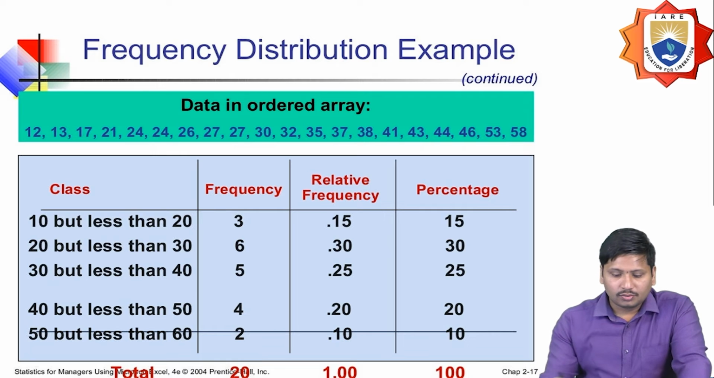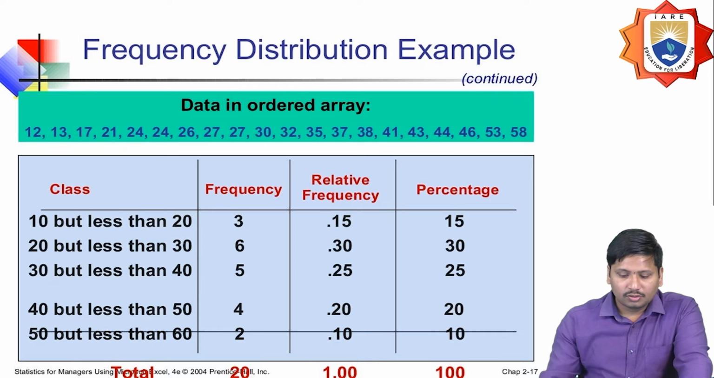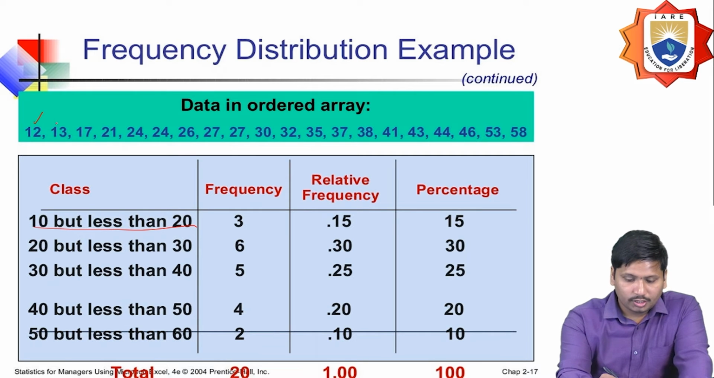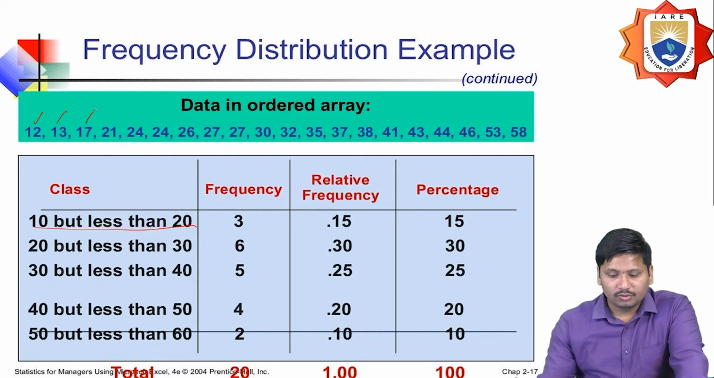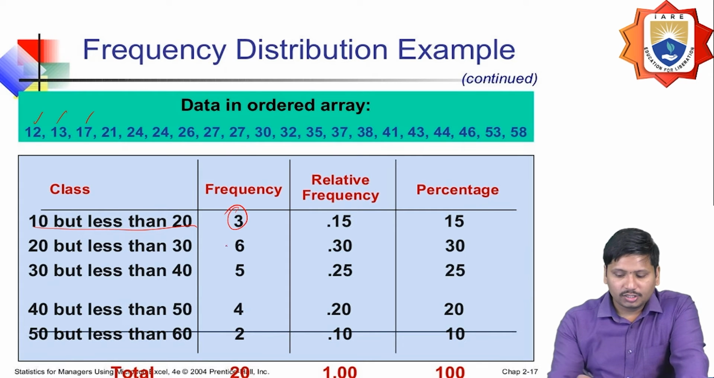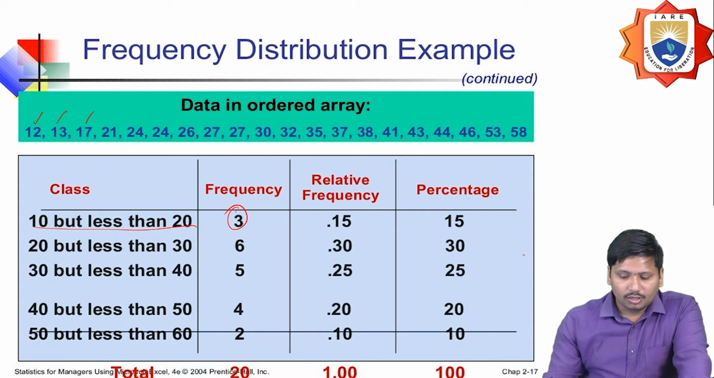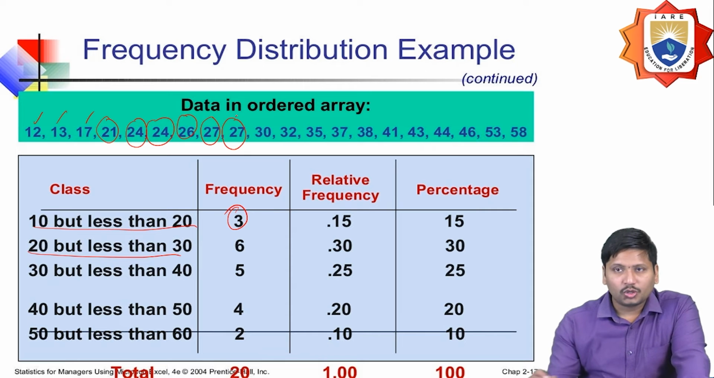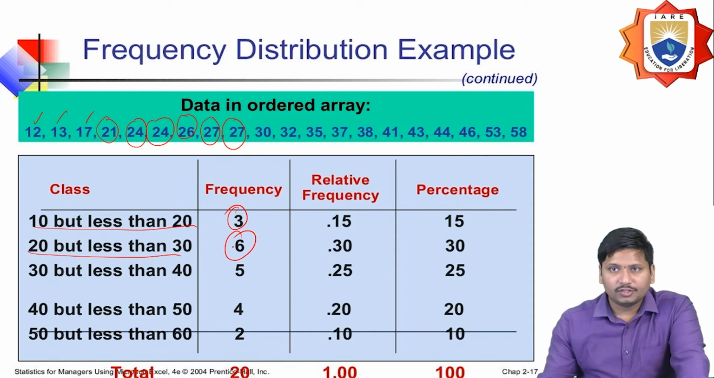See this here. So I am going to construct a table for frequency distribution. For this, the class should be 10 to 20, and how many times in between 10 and 20? So 12, 13, and then 17 are the values in between 10 and 20. So the frequency is 3. And next, in between 20 and 30, how many values are there? So 21, 24, 24, 26, 27, and 27. So totally 6. So I can construct the frequency 6.